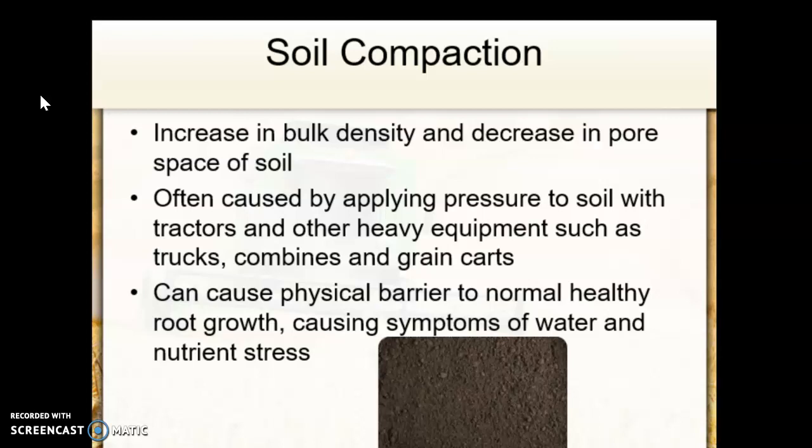You weren't in terrible danger of compacting your field when you were driving over it with your Farmall M and your 4-row planter, but with the size of equipment that we have now and the weight of that equipment, compaction is something that we have to consider.